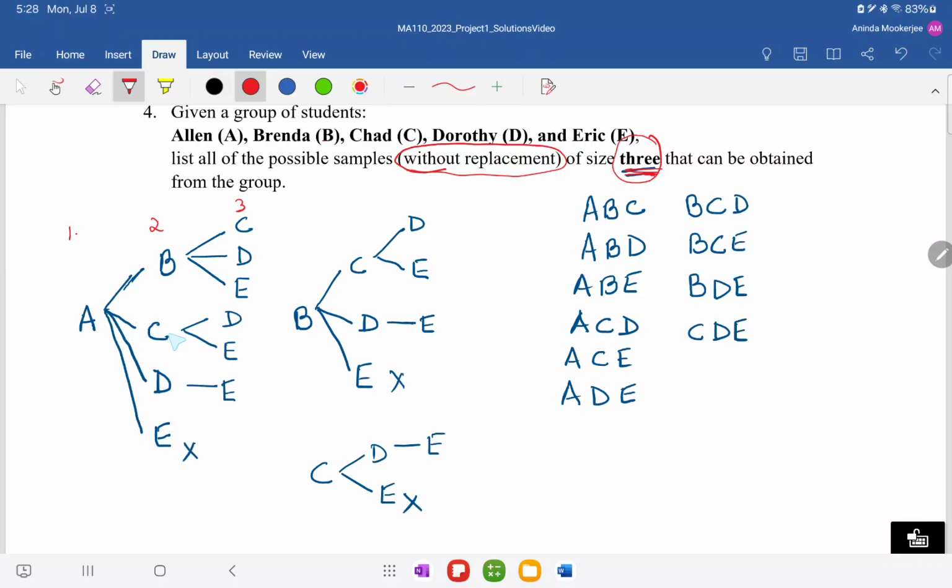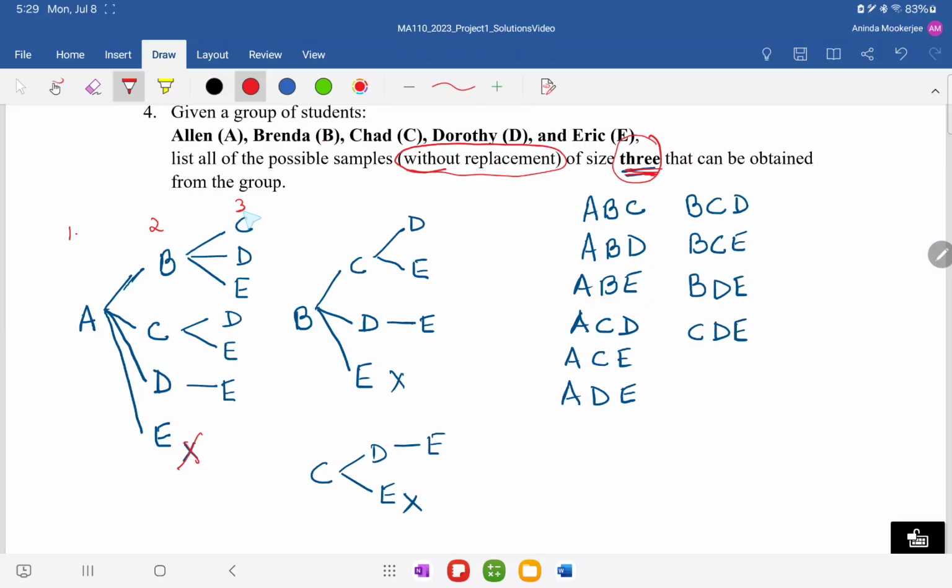Then if you've selected C in the second draw, then the remaining ones are D and E. And then if you've selected D in the second draw, then the one that comes after D is an E. And for the last one, there's nothing after E, so it will always drop off the tree. And then you have to walk the tree to pick up all the combinations.